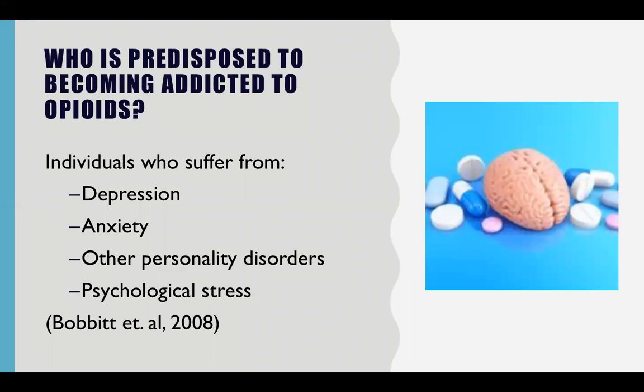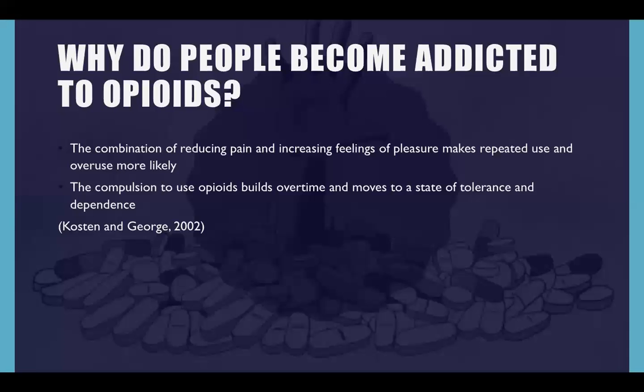Individuals who suffer from depression, anxiety, personality disorders, or psychological stress all have an increased risk of developing an addiction to opioids. Individuals are more likely to repeat use due to a combination of reducing pain and creating feelings of pleasure. Over time, a compulsion to use opioids occurs and moves to repeated use, to tolerance, and dependence on opioids.